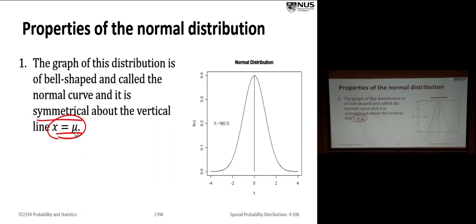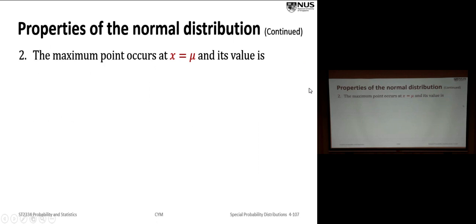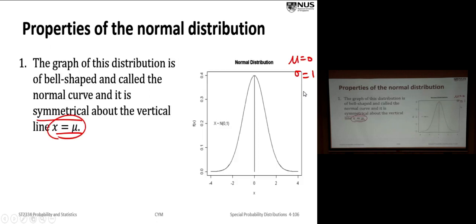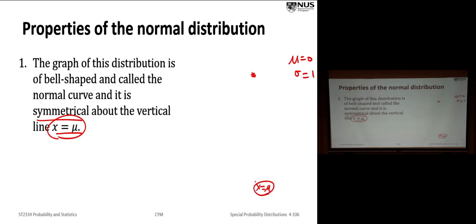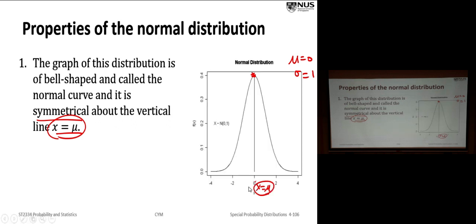Here I draw a graph with mu equal to 0, and in fact sigma equal to 1. So this is my graph. There can be an infinite number of them, and each is symmetric about the mean. In this case, because mu equals 0, it is symmetric about 0. The maximum occurs at the point x equal to mu. In other words, the density function is at its maximum when x equal to mu.